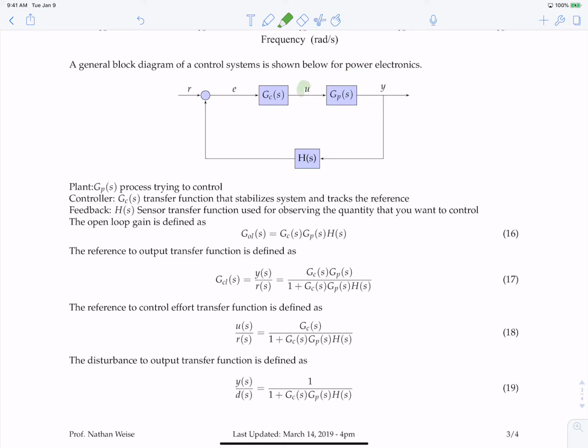And so a lot of times, for instance, in PWM converters for voltage mode control of a buck converter, U is the control actuation. And in that case, it's just the duty cycle.